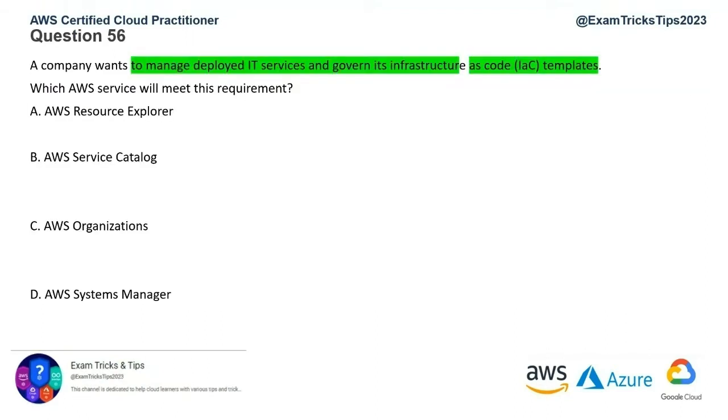So if you look at the question, we need a service that can be used to manage and deploy IT services and govern its infrastructure, all of this using infrastructure as code templates. Before we jump into the options, let's quickly check what infrastructure as code means. Essentially, infrastructure as code is a repeatable deployment process where the environment itself is deployed using code. So you're creating scripts, Ansible scripts, Puppet scripts, Chef scripts. Those are examples that you probably know, where you are creating environments, spinning up environments, configuring them as part of a piece of code.